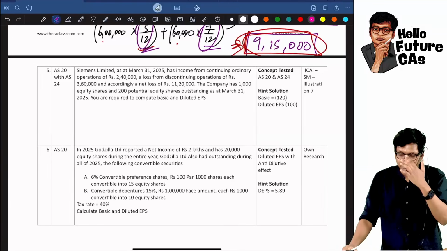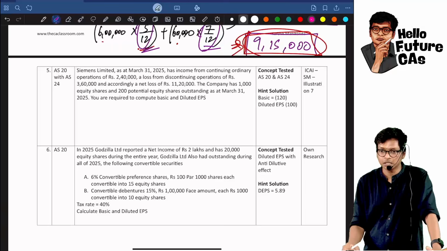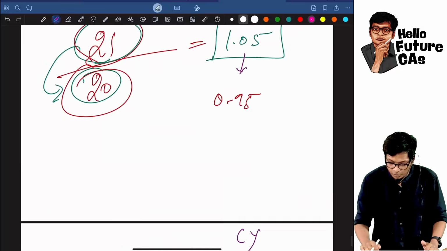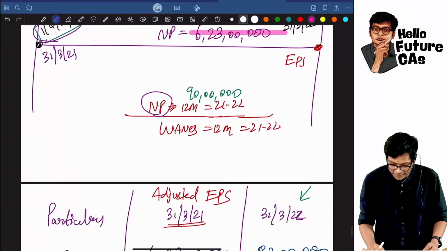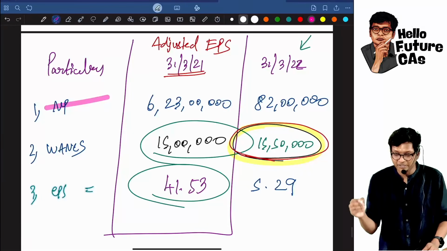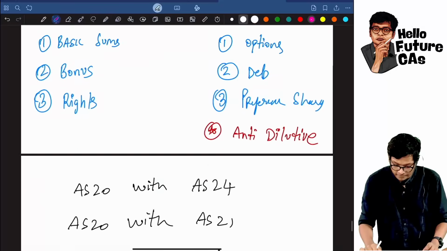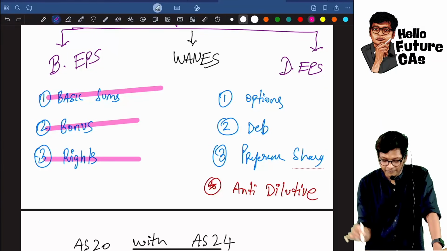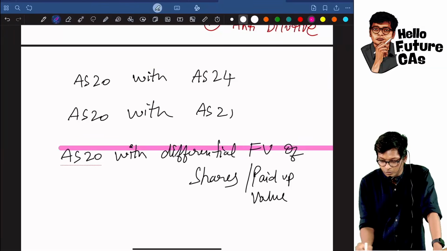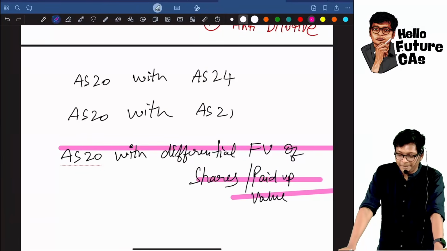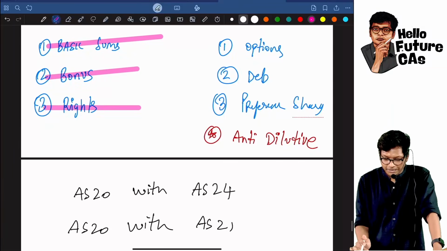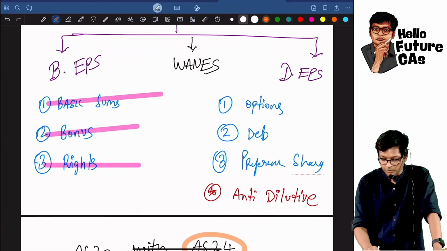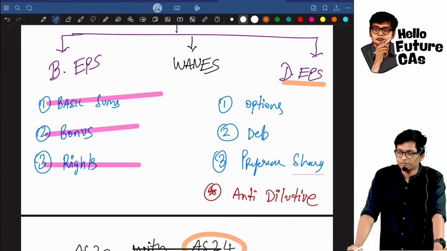The first 3 questions refer to basic EPS. All complications we have seen. If I go back to our notes, in basic EPS, I am done with net profit adjustment, done with basic sums, done with bonus, done with rights. I am also done with AS20 with differential face value and paid up value. We still have only 3 types of sums majorly: combination with AS21, combination with AS24, and diluted EPS sums. Are you all with me, guys?